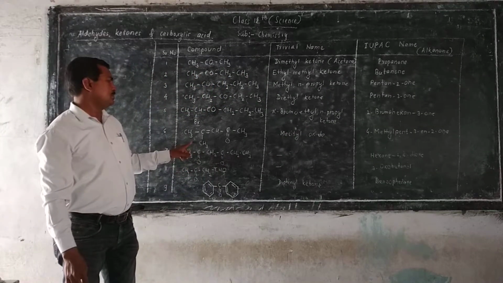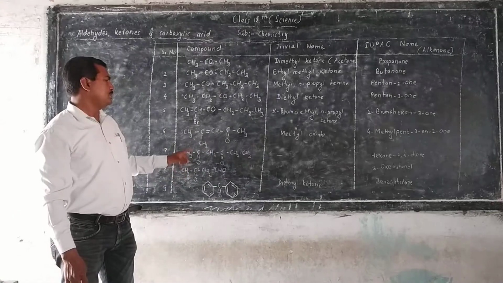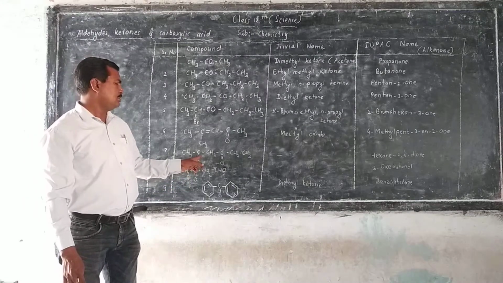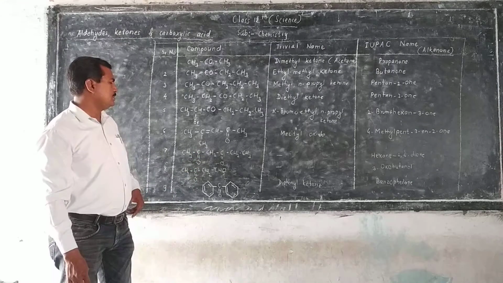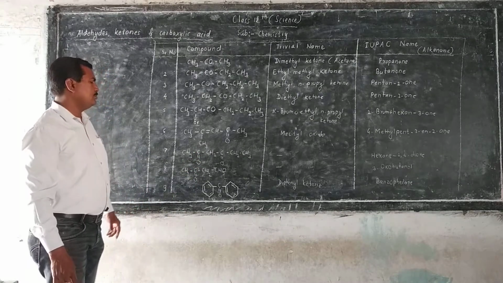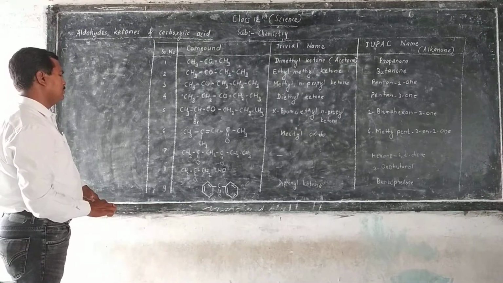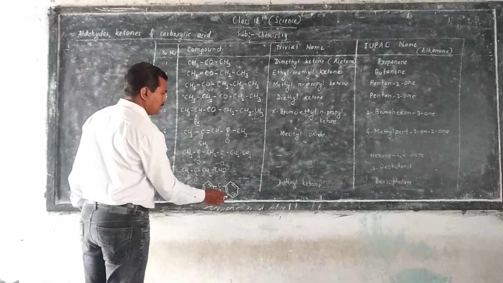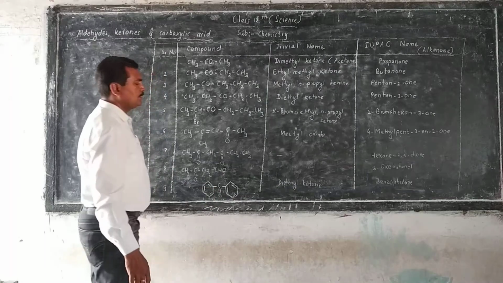Then in this structure the CO group is present, it is mesityl oxide. Then in this structure its trivial name cannot be determined. It is also a diketone. And in the last structure there are two phenyl groups attached to the CO group, so it is diphenyl ketone.